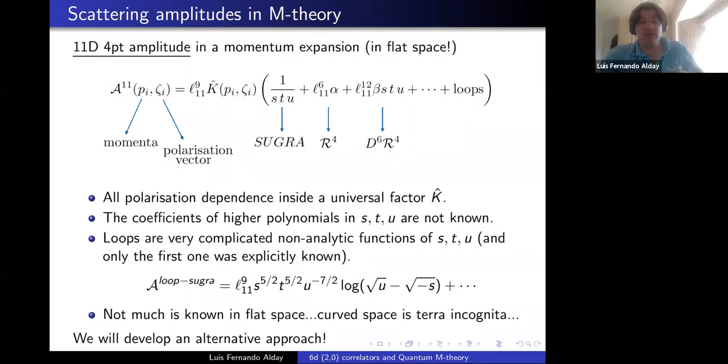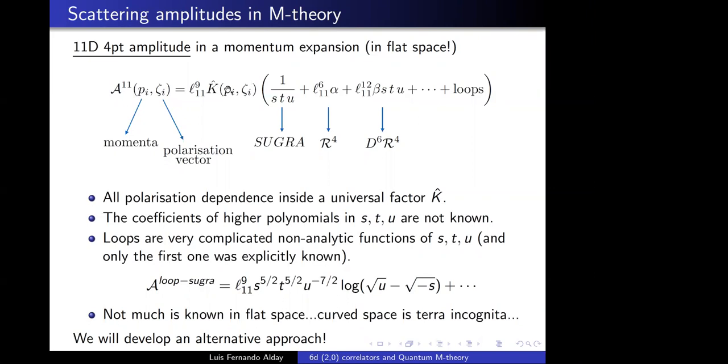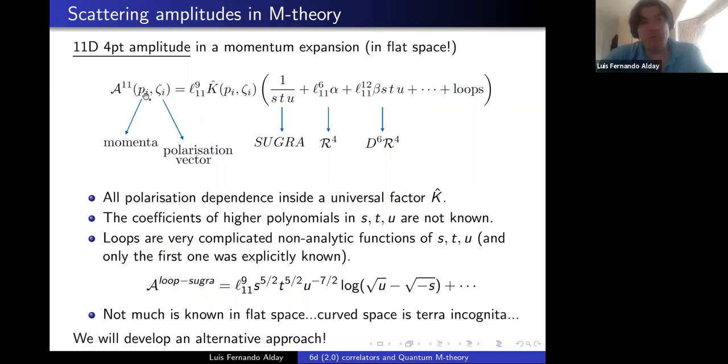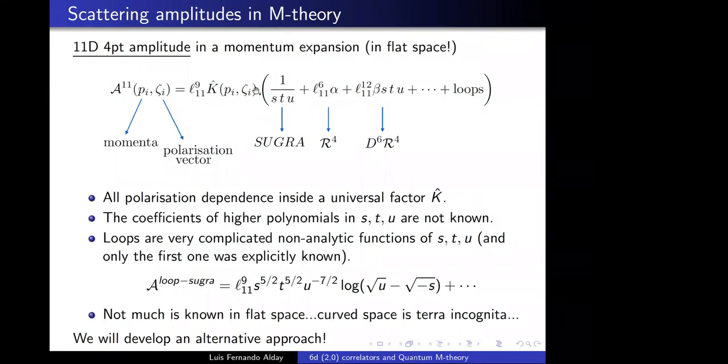Oh, sorry. No. It's an overall dependence. I will tell a little bit about it later on, but it's just a function of the momenta, P1, P2, P3, P4, and the polarization vectors, zeta 1, zeta 2, zeta 3, zeta 4. It's some complicated contraction of all these tensors, but it doesn't depend on L11. And how do we know that the higher terms cannot depend on polarization in a more interesting way?